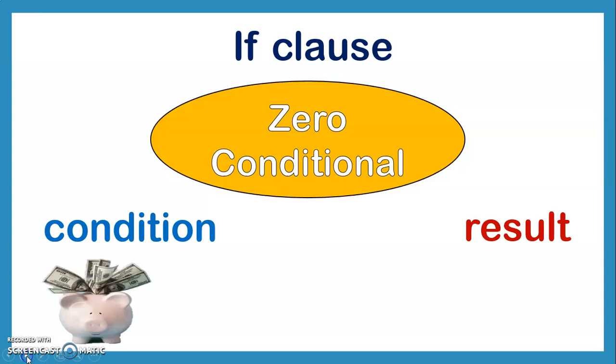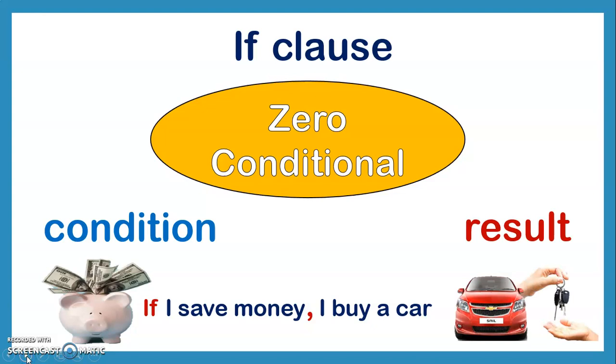So as in this example, look at this. If I save money, I buy a car. Right. Remember, facts that are always true. Okay, what happens if you save money? So you buy a car. That is the result. Okay, but don't forget we have here the condition with if and the result after the comma. Or maybe you can change the position of this sentence. For example, you say, I buy a car if I save money.